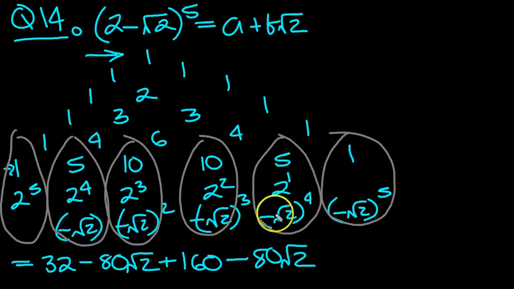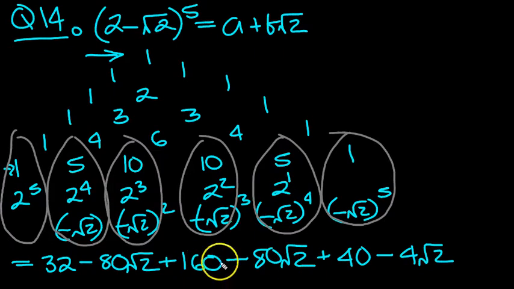This is now plus, and it will be 4. Times these two is 10. These two are 10. 4 times 10 is 40. And then lastly, minus root 2 to the 5, so it's going to be a minus. There's going to be root 2 to the power 4, which is like 4 times another root 2, isn't it? There we go. So that's what we've got.